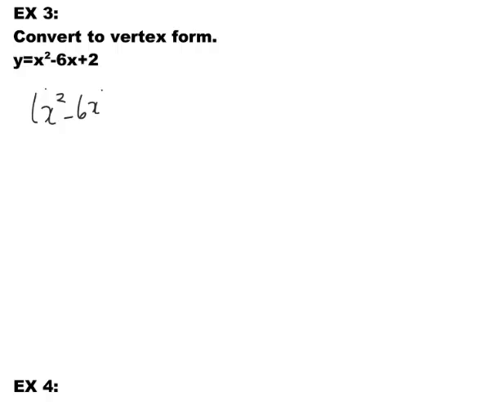Then we are going to divide minus 6 by 2, we get minus 3, then square minus 3, we get 9. So we are going to add and subtract 9 from the inside of the bracket, so we get x squared minus 6x. First we add 9, then we subtract 9. Always add then subtract, plus 2.